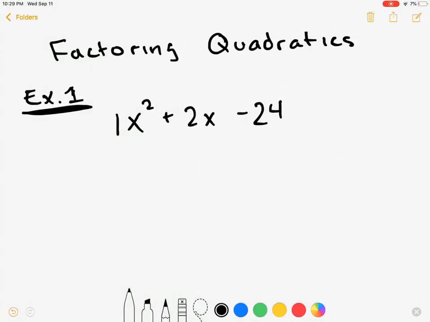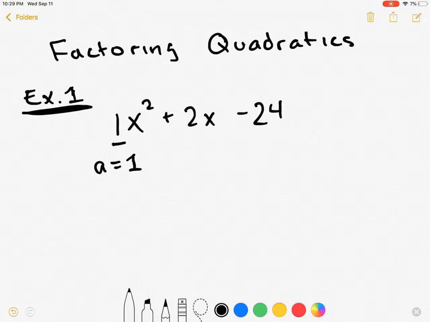That's the third term. When you're factoring a quadratic, the very first thing that you want to do is identify the coefficients that you'll be using. The coefficient is really just the number that's multiplying your term. So we have three coefficients each time we're looking at a quadratic.